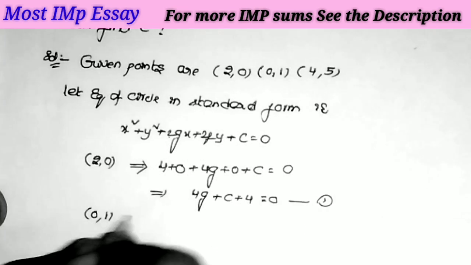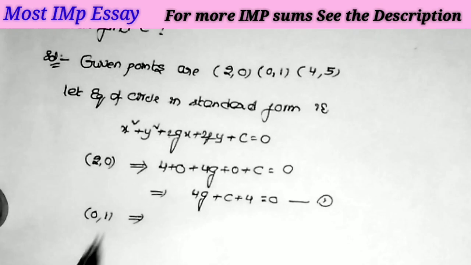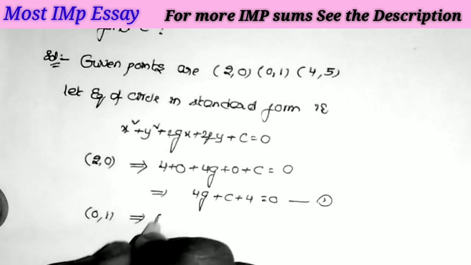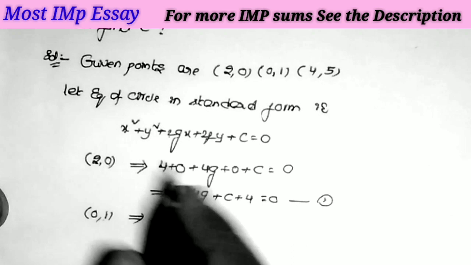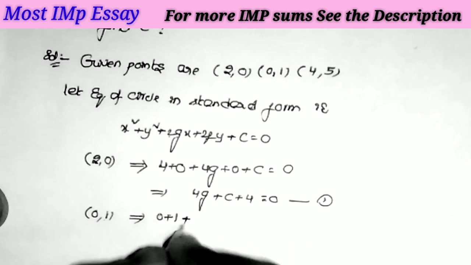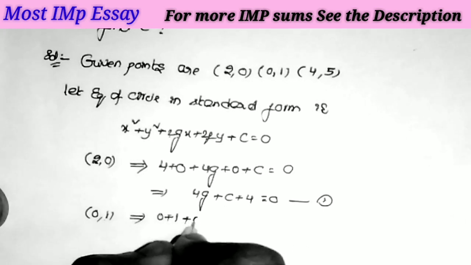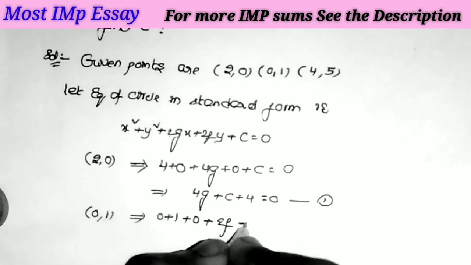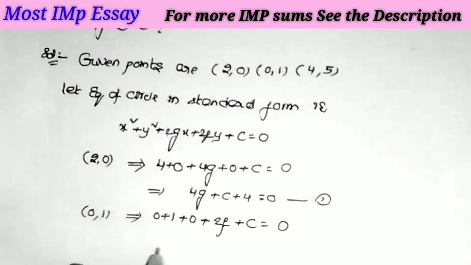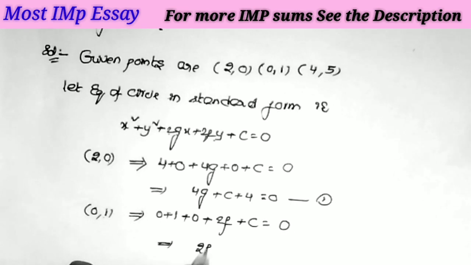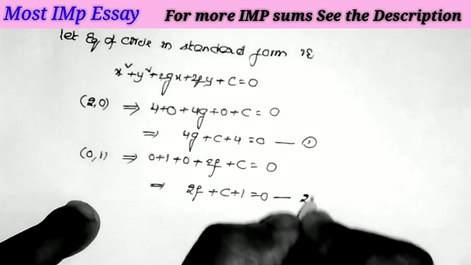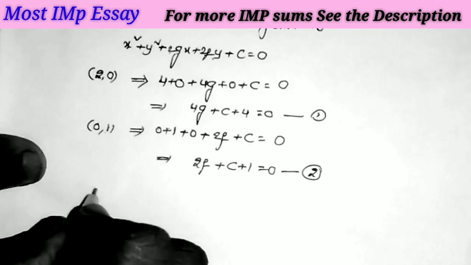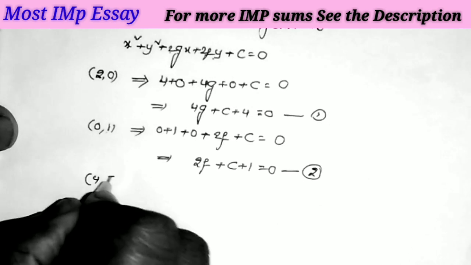Now replacing the second point in the circle equation. 0 square, that is 0, plus y is equal to 1, 1 square, 1, plus 2g into 0, that is 0, plus 2f into 1, that is 2f, plus c is equal to 0, which implies 2f plus c plus 1 equal to 0. Simply writing the constant last, 2f plus c plus 1 is equal to 0. Say equation 2.